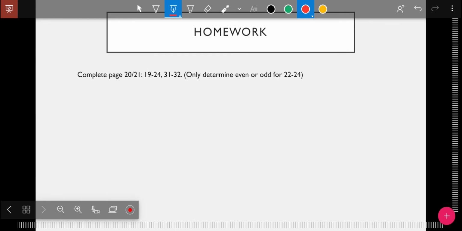Again, we split this section in 2 parts. So if you didn't finish this first part, go back and do that. You're going to do on this page 20, 21, 19 through 24 all, and then 31 and 32. For these problems, though, 22, 23, and 24, it gives you a lot of instructions in the book. I just want you to identify, is it even or odd? So that's for those 3, that's all you have to do. Good luck.